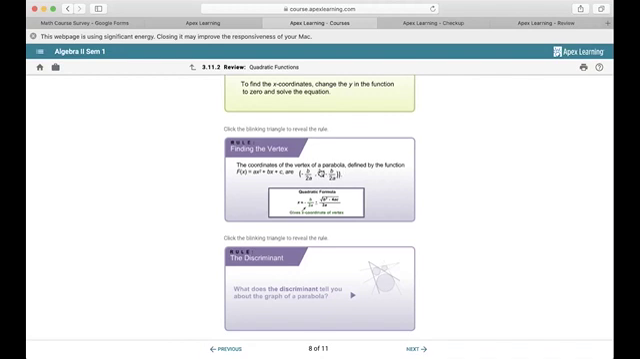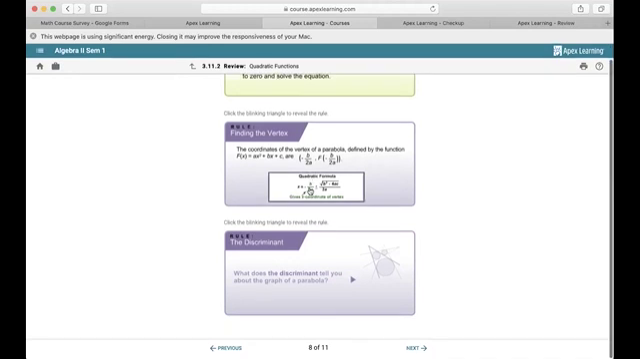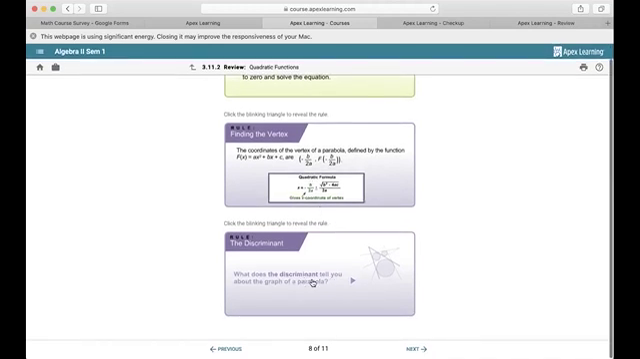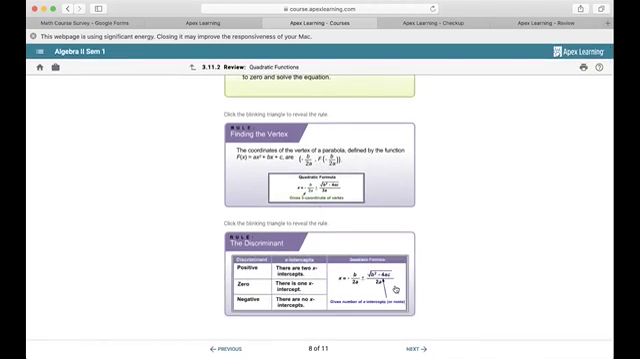And what this is saying is you plug your x coordinate back into your equation. Same thing: regardless, once you find your x coordinate, you plug it back in and solve for y. All right, what does the discriminant tell you about the graph of a parabola? Again, it's going to tell you how many intercepts you have, the discriminant being the thing under the square root.